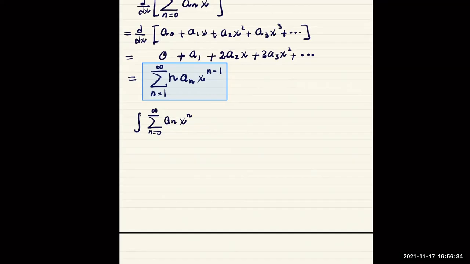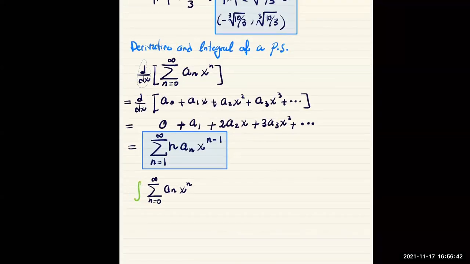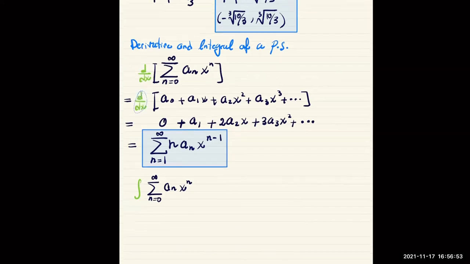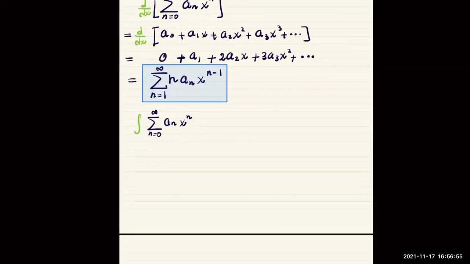All right, we want to integrate. Let me write the integral here in green. Let me also write the derivative operator in green. That here too. Those are operators. So the antiderivative of a power series, of course, this is the antiderivative with respect to x.